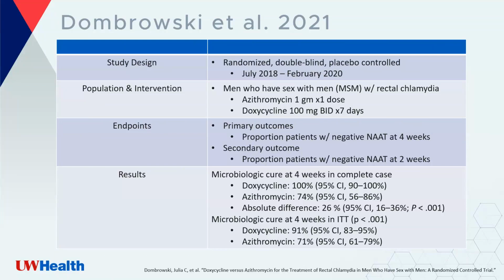They found that the reason doxycycline was much lower in the intention to treat group is due to loss to follow-up of the 8 patients. There were 8 patients that had those negative test results. 7 were lost to follow-up, and only 1 participant had a positive NAT after the 4-week treatment period.